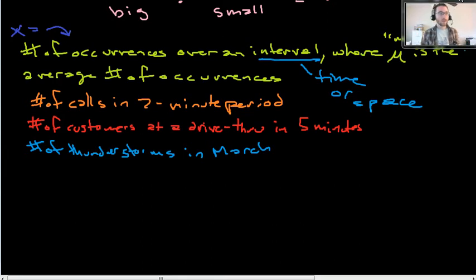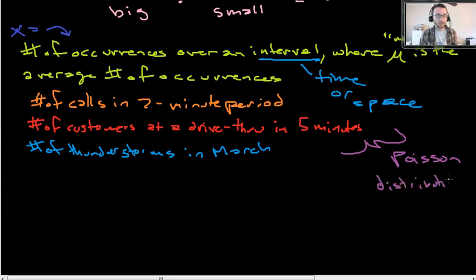And so when does this work? A variable that looks like this will follow what's called a Poisson distribution. Poisson, I believe, is a French word for fish. Presumably some guy named Poisson discovered it. I'll look into it later. Google it, then you'll know. I wish I could just tell you, but I don't know.